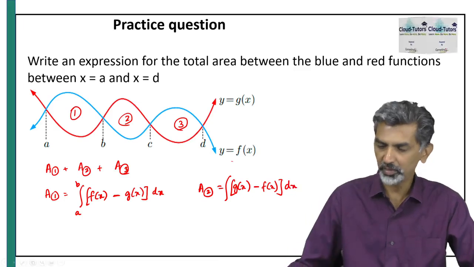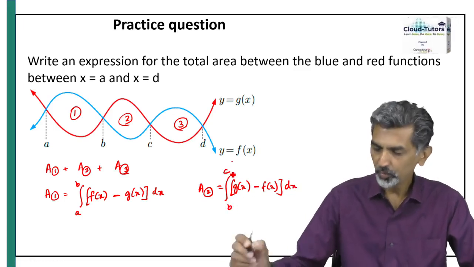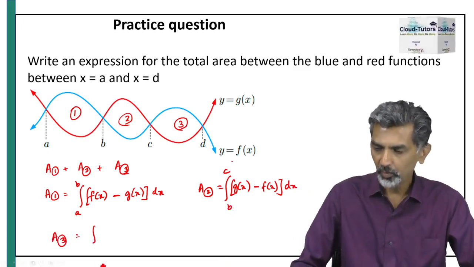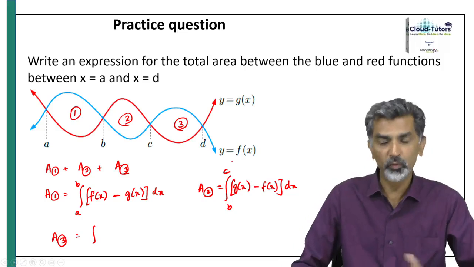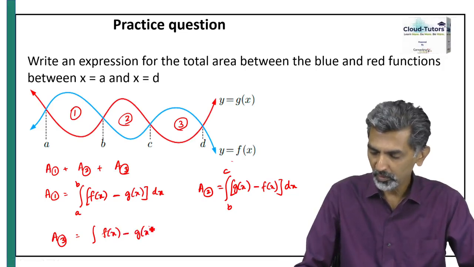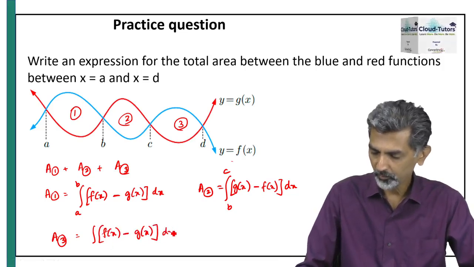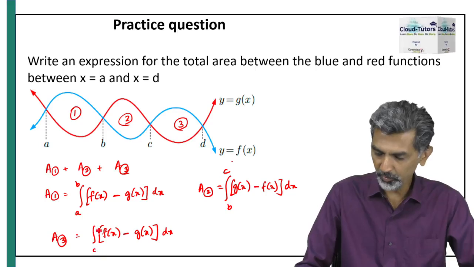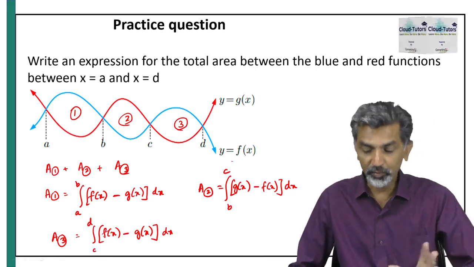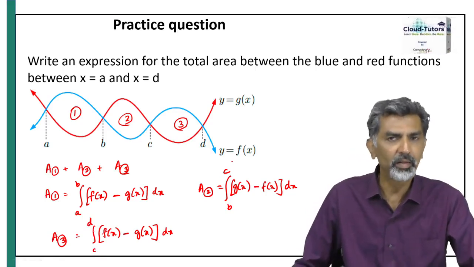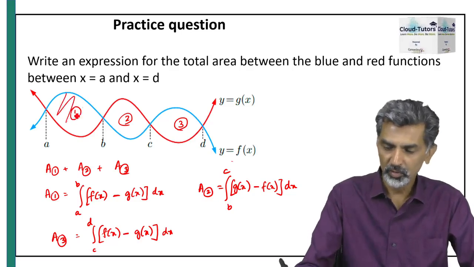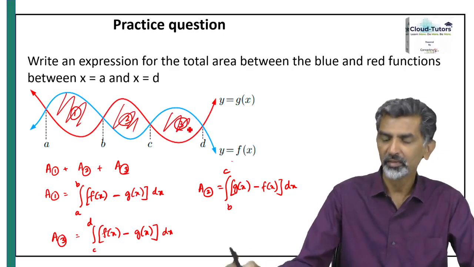And the limits of integration here go from b to c. And finally we come to the third part of our region, where the upper function is the blue function, which is f of x, and the lower function is the red function, g of x. And then the limits of integration are from c to d. And these three terms, A1, A2, and A3, when you add them, you get the total region, which is here, here, and here.